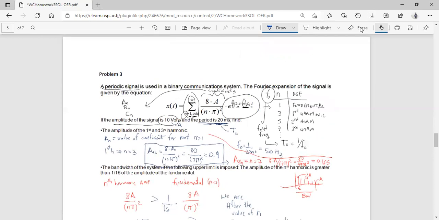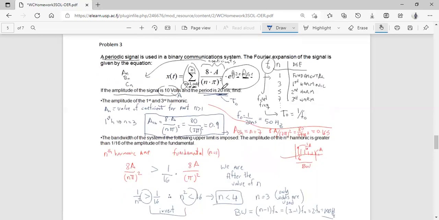Now moving on to question number 3. Problem number 3. A periodic signal is used in a binary communication system. The Fourier expansion of the signal is given by the equation. This is the equation that is given over here, right? Okay, forget about whatever else is written over here. So this is the equation that is given.